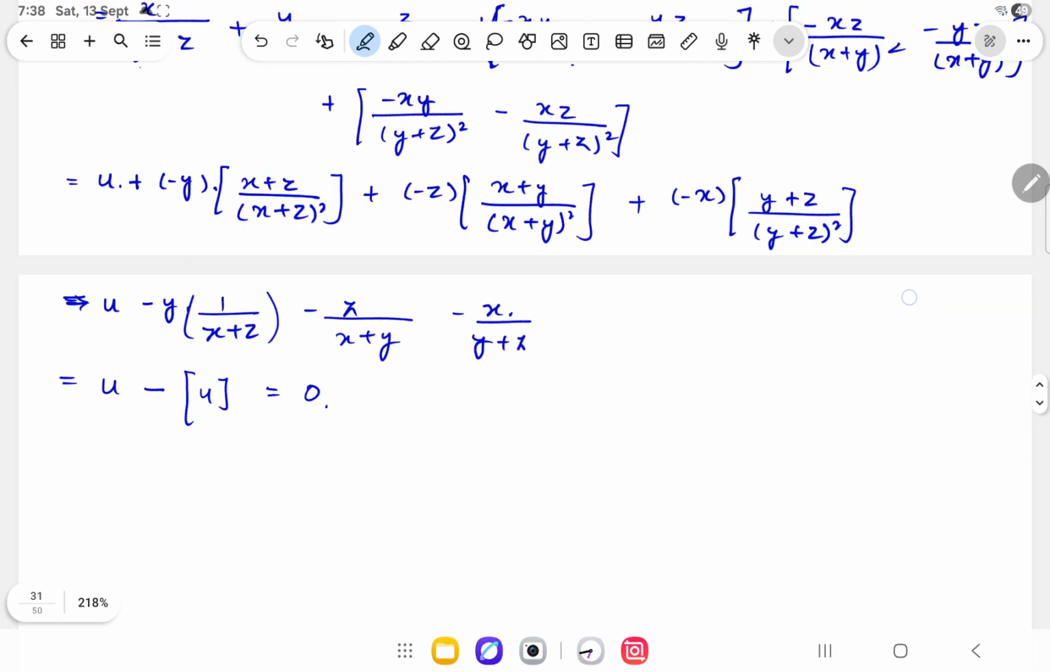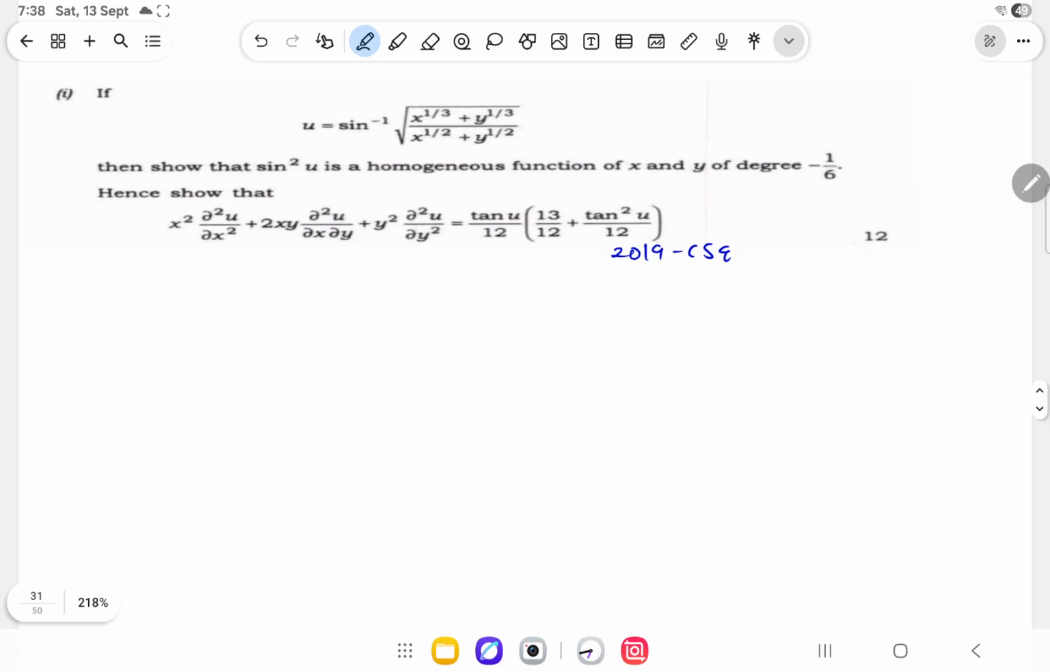So let's move on to the next question. The next question says that u is a function in sine inverse of some x and y. U is a term in basically x and y, and we are supposed to show that sine square u is a homogeneous function of x and y, and the degree of it is basically minus 1 by 6. And further we are supposed to prove a result.